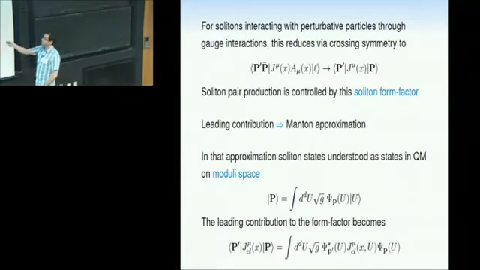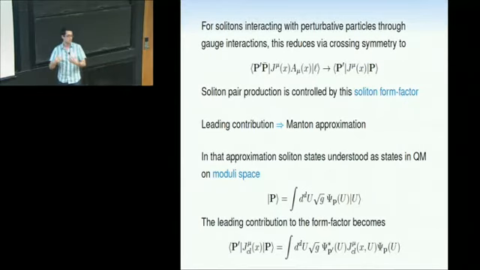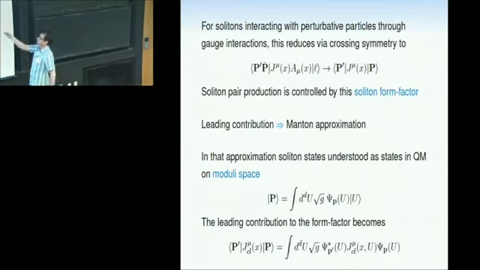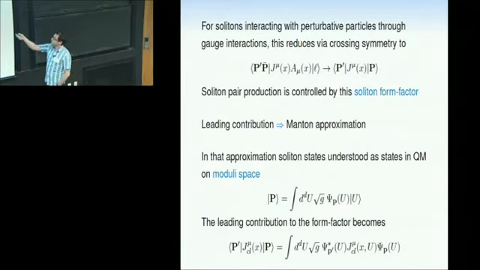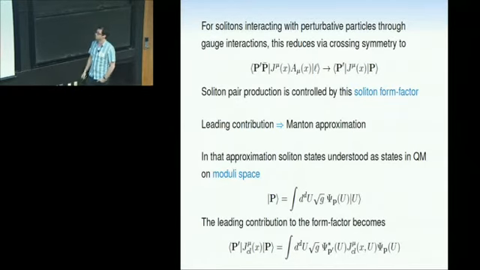Therefore, the pair production amplitude, which will tell us whether these soliton-anti-soliton states could contribute to this perturbative amplitude, reduces to the evaluation of this so-called soliton form factor. This is simply a one-point function in the one soliton sector. And I'm going to be interested in the semi-classical, in the leading contribution of these soliton states. So I can look at this in the semi-classical approximation, also known as the Manton approximation.